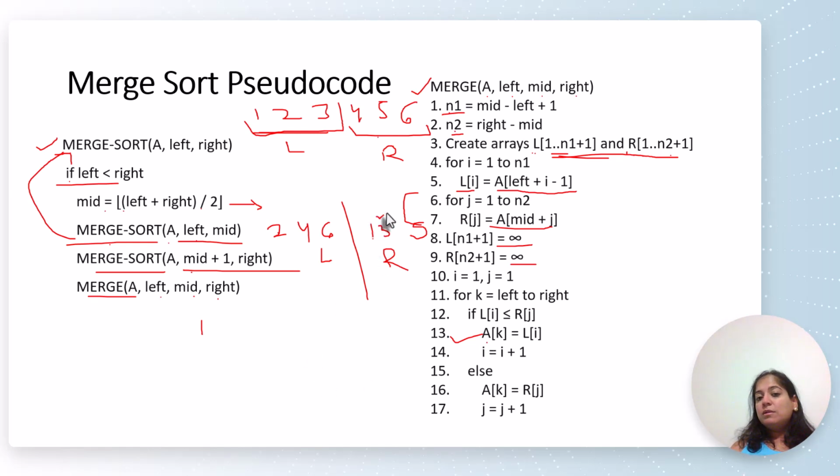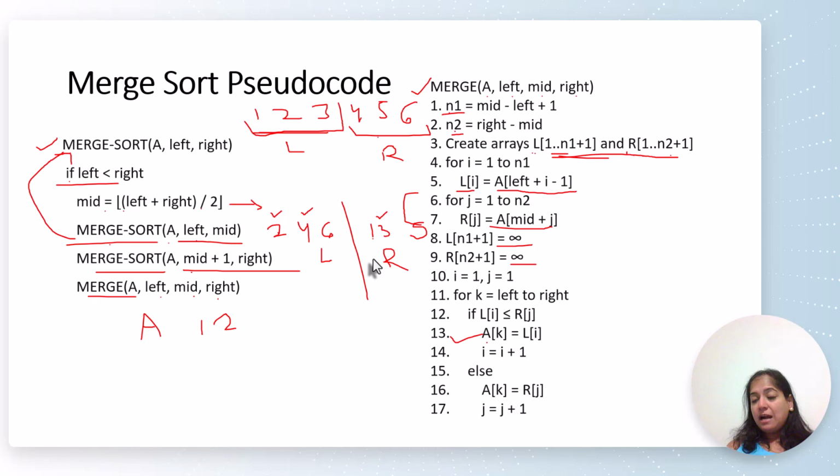Now we compare 2 and 3. 2 is smaller, so 2 will be copied. Then compare 3 and 4. You will increment the pointer of the array from which you are copying the element into array A. This is your array A.